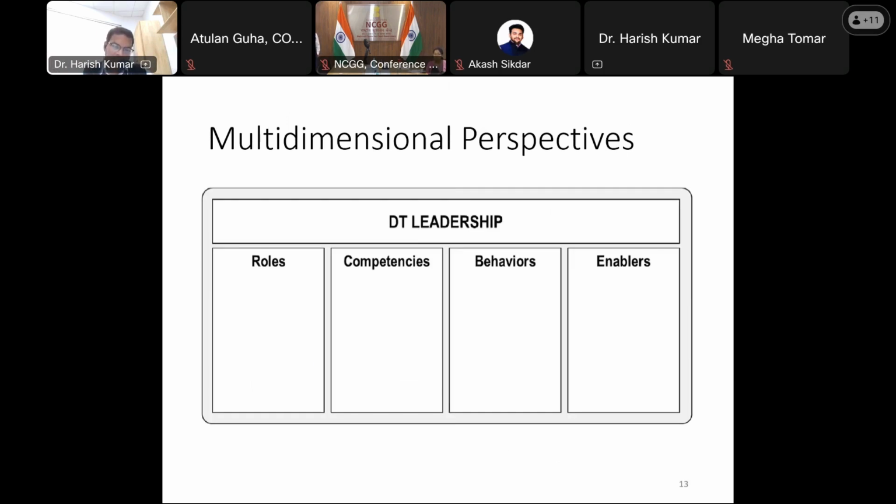So the first one is digital leadership. The meaning here is doing the right things in a strategic way for the digitalization of the government system. Now, there are four categories in this: first roles, second competencies, then behaviors, and enablers. I will discuss a little bit about all four aspects of digital transformation leadership.